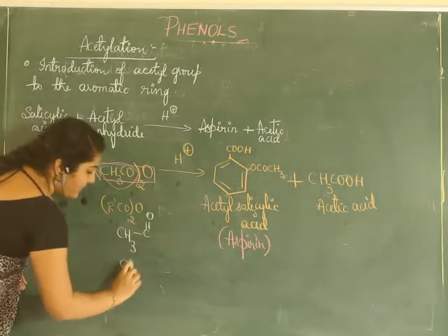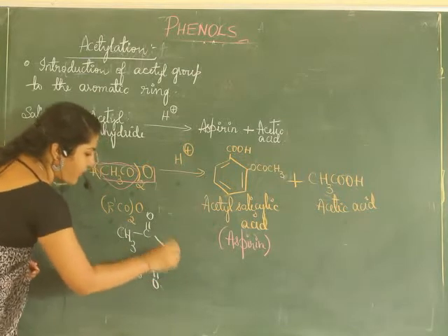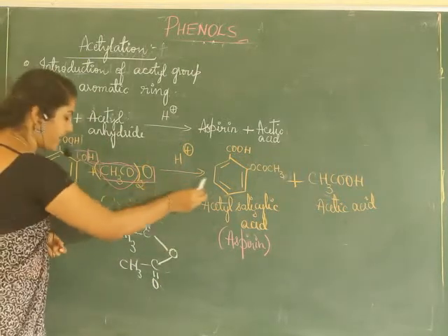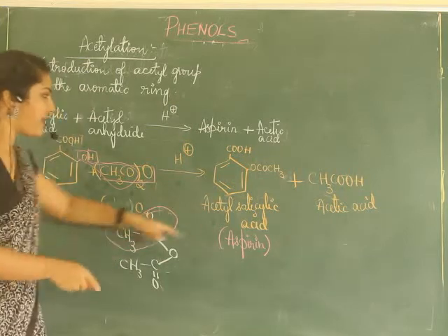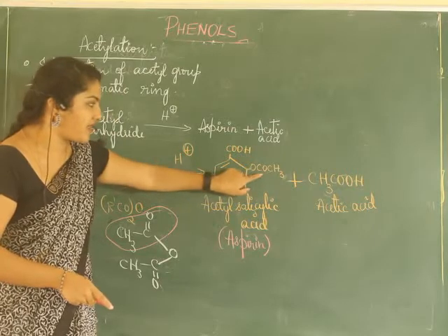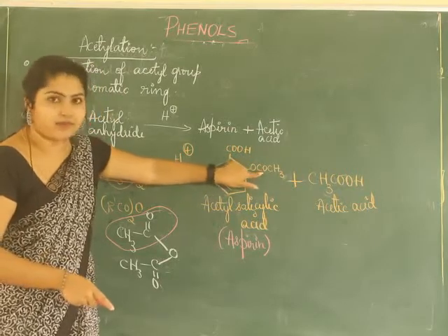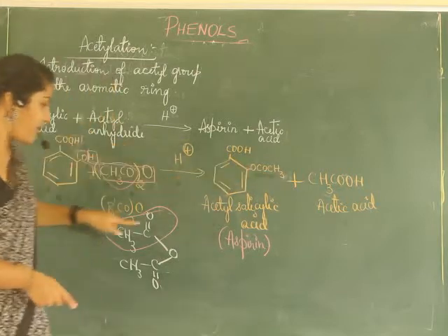CH3CO, which is bonded by one oxygen. So here you can see this CH3CO has come here. Remember, for oxygen, this CO will be bonded, not CH3. So this CH3CO has come here.